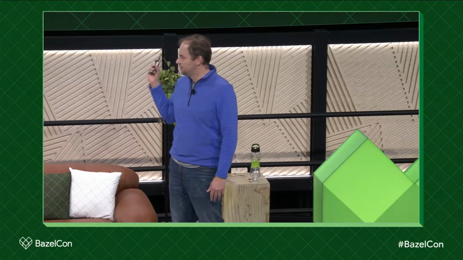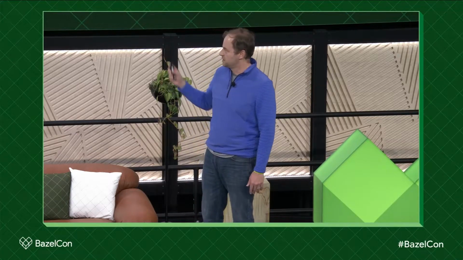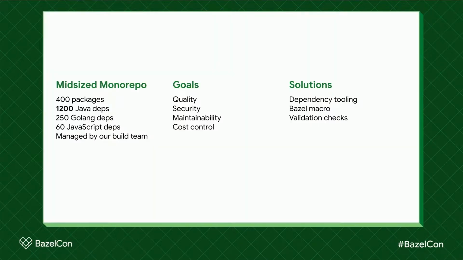But for this session, I'll really focus on the fact that we have 1,200 Java dependencies, about 400 packages, and we have a small build team that helps centrally manage our dependencies. So our dependency governance is centralized in a small team. Our goal is we want quality and security out of our build, of course. But we also need to balance this governance with cost controls. We want to automate as much as we can.